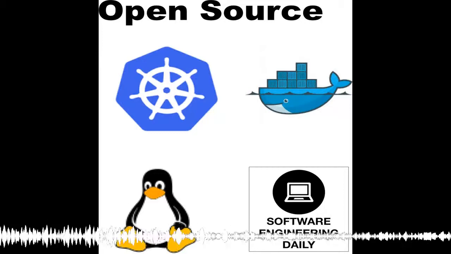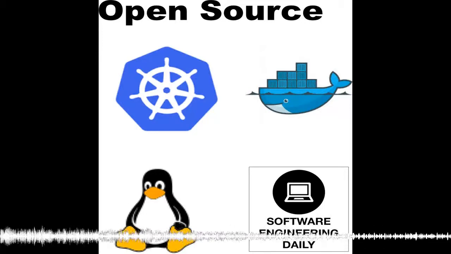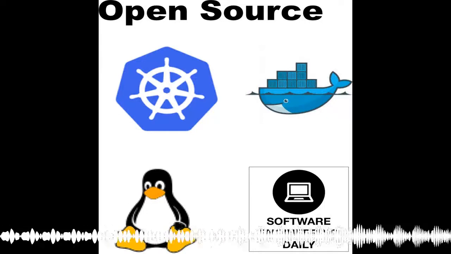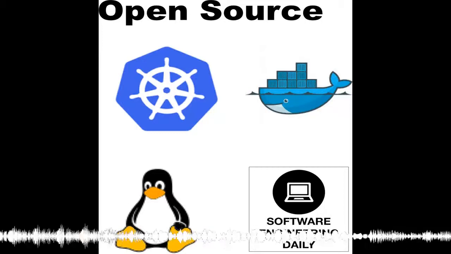Salt is part of this movement of infrastructure as code tools, which includes tools like Chef and Puppet and Ansible. Explain why these infrastructure as code tools started getting created.